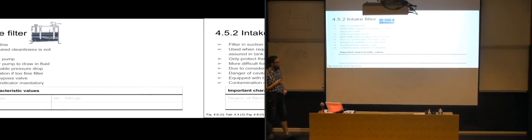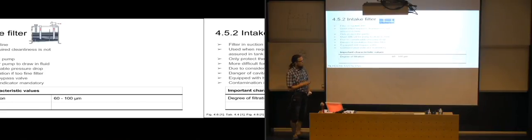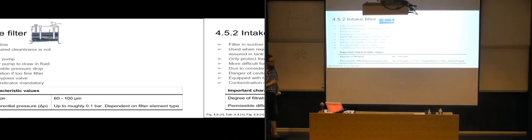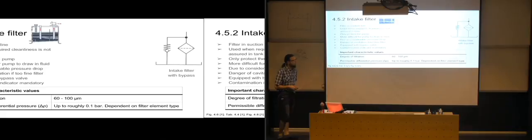And we have some important characteristic values. Degree of filtration is usually 60 to 100 micrometers. And permissible differential pressure is up to roughly 0.1 bar, because that will be the vacuum. So that's why you need the bypass valve. If it gets more of a vacuum than 0.1 bar, then you have to let through more hydraulic fluid.